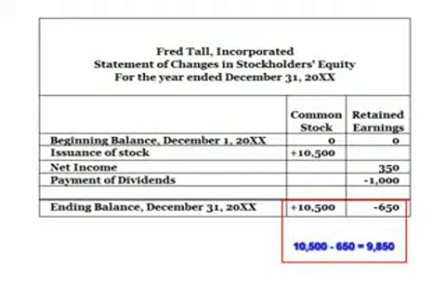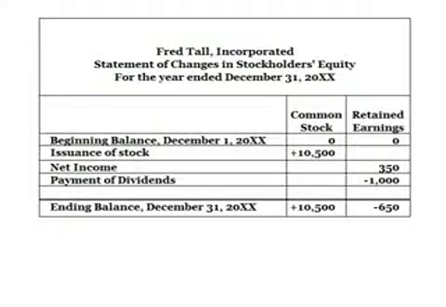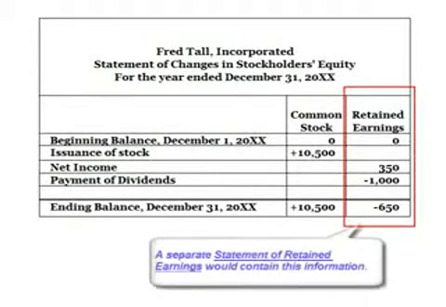Note that corporations may also prepare a separate statement of retained earnings. If your textbook illustrates one to you, you'll note that it is simply the far right column of our report here, the one labeled retained earnings. And the retained earnings statement simply explains all the things that happened during the period to account for the change in retained earnings. Namely, net income will be added and the dividends will be subtracted.